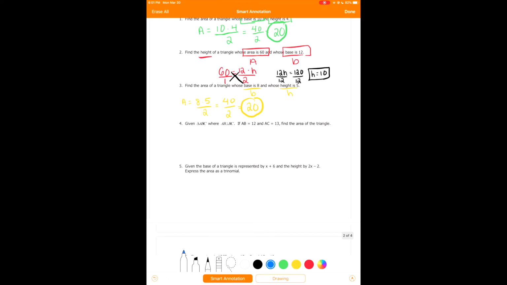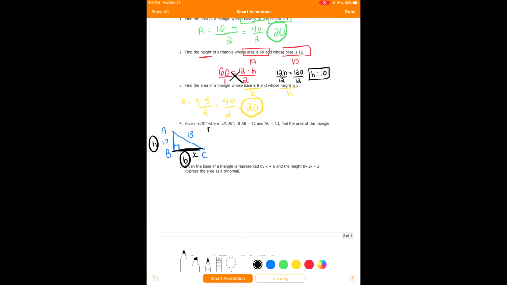For number 4, triangle ABC where AB is perpendicular to BC. So let's draw that. Perpendicular means I have a right angle there. AB is 12. AC is 13. Find the area. So when I'm looking at this, I know that my height is going to be that 12. And my base is going to be whatever BC is. So I need to find BC.